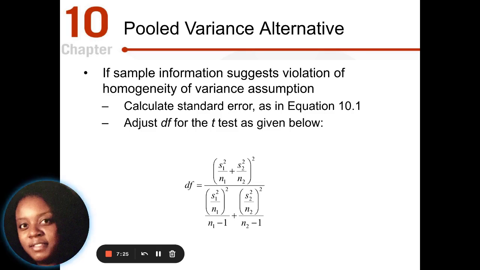We also have the pooled variance alternative, and this exists if the sample information suggests a violation of homogeneity of variance. So we'd have to calculate that standard error and then adjust the degrees of freedom for the t-test.